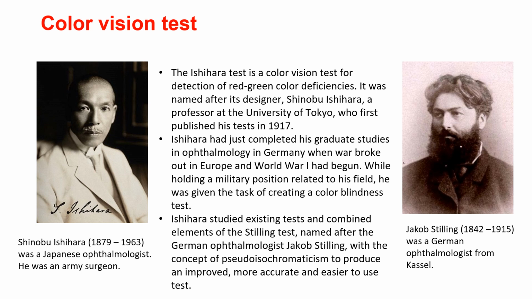While holding a military position related to his field, he was given the task of creating a color blindness test. Ishihara studied existing tests and combined elements of the Stilling test, named after the German ophthalmologist Jacob Stilling, with the concept of pseudo-isochromaticism to produce an improved, more accurate and easier to use test.